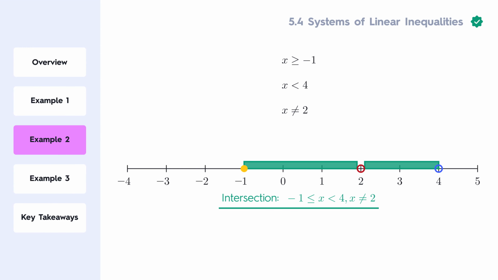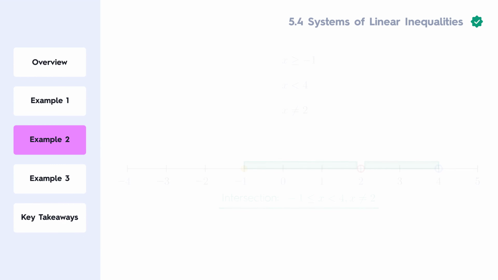This inequality shows that x can take any value from -1 to 4, excluding 2. Nice work! You've solved a more complex system with an additional condition. Next up, let's look at a problem that will put all these ideas into practice.